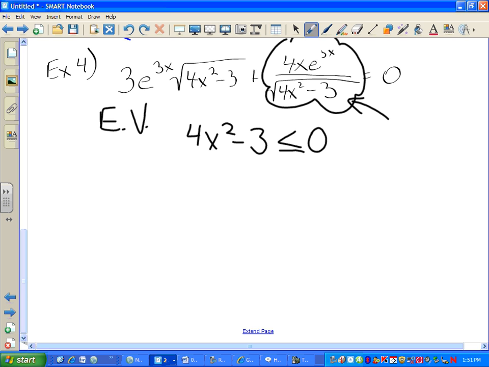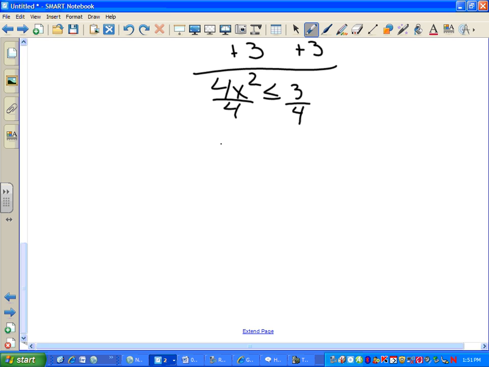So these are what we're going to have to exclude. The 4x squared minus 3, when that argument is less than or equal to 0, we will have to exclude those values. So let's solve. This is pretty easy. Divide by 4. So x squared is less than or equal to 3/4. Let's square root both sides. So x is less than or equal to. Now, be careful with this. What is the square root of 3/4?